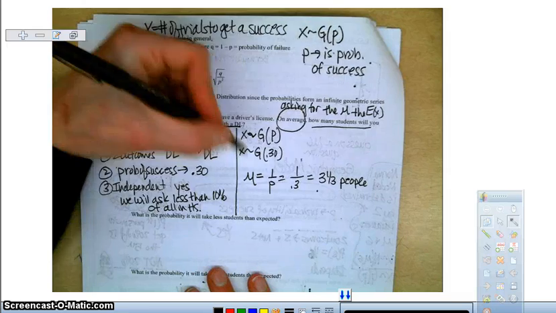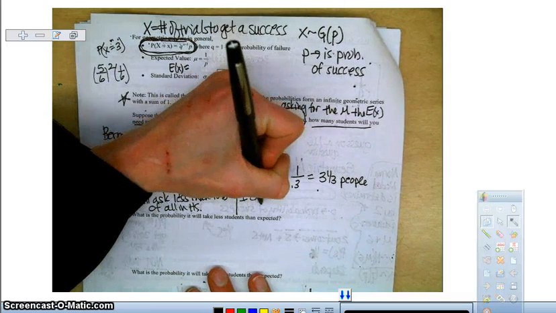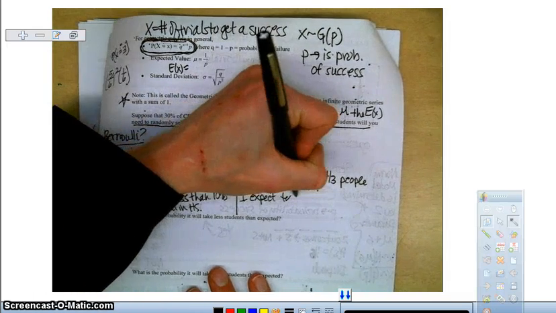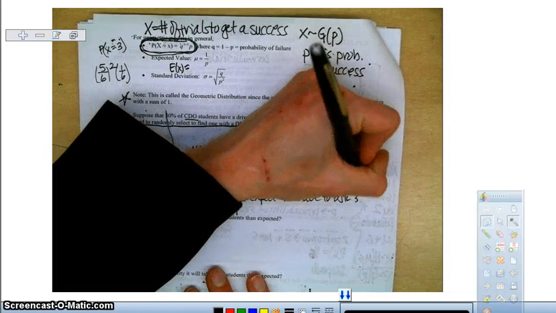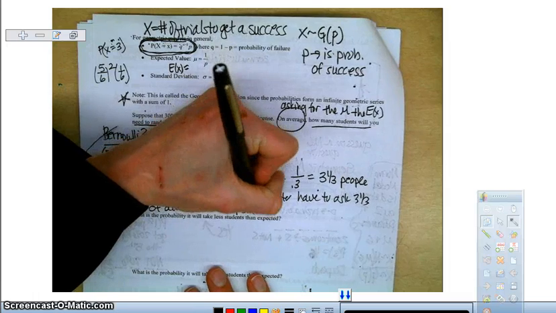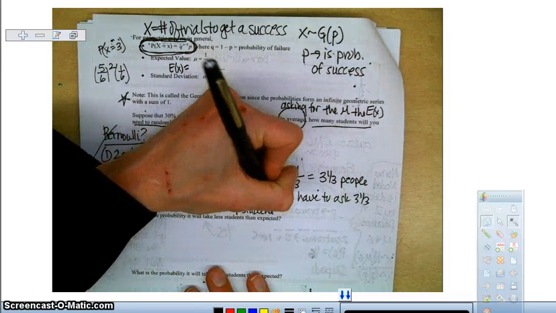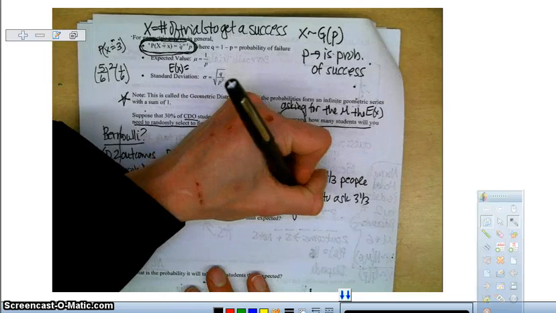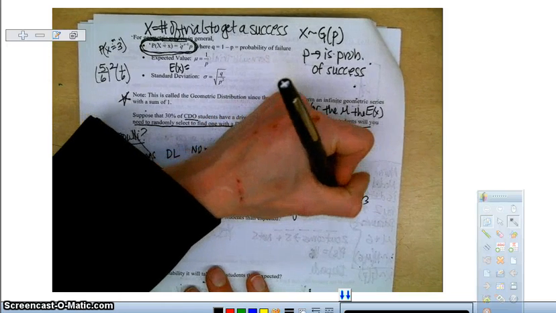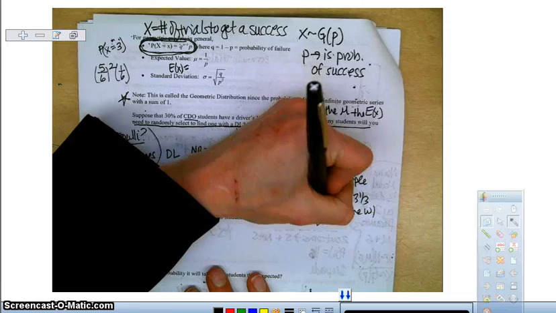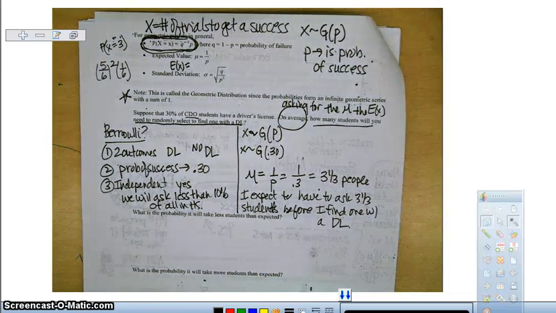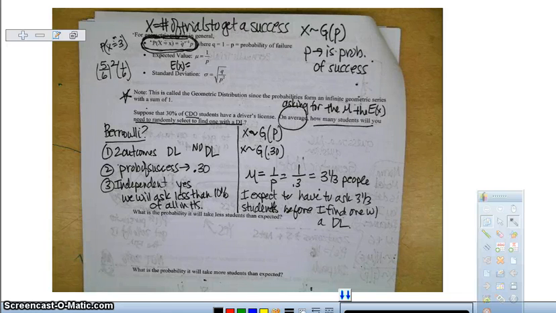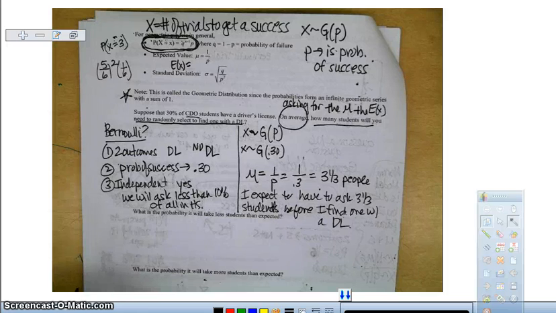So you should write this down. I expect to have to ask 3 1/3 students before I find one with a driver's license. That's the interpretation of the expected value or the mean here.